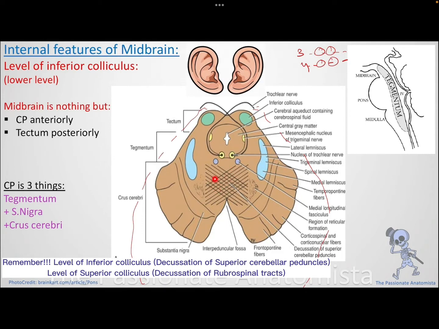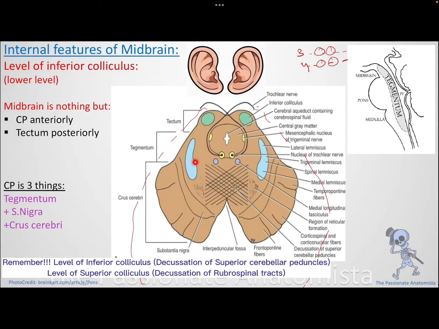We have the decussation of superior cerebellar peduncle. Okay, so here we have decussation of superior cerebellar peduncle. So guys, in the midbrain we have 2 levels, the inferior colliculus level and superior colliculus level, and both of them have decussation. In the inferior colliculus you have the decussation of superior cerebellar peduncle, very prominent here. In the superior colliculus level you have the decussation of someone else, and I will tell you now who's that.